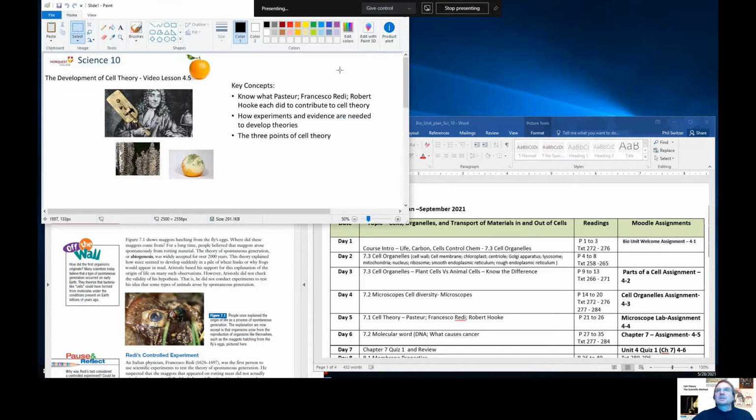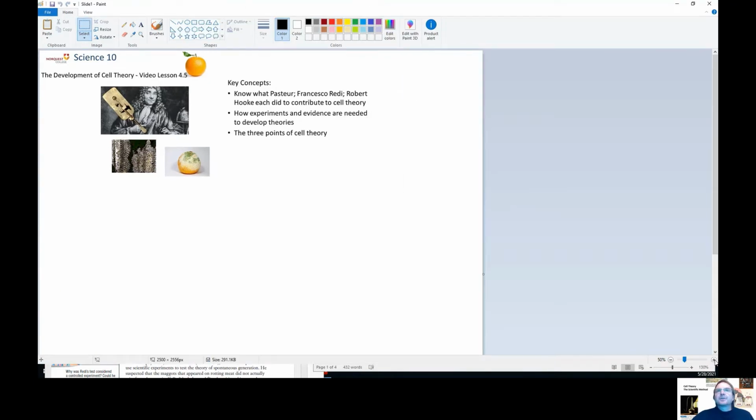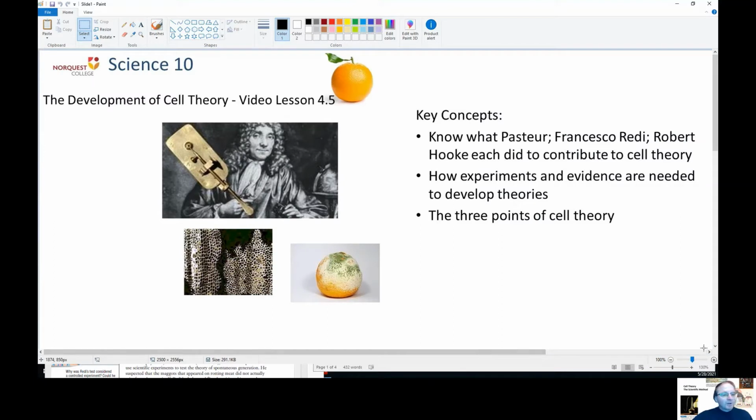But let's begin with the development of cell theory. Ultimately, we all know that this mold right here comes from tiny mold spores. They are invisible, of course. These mold spores are cells, and life comes from life. Mold comes from mold. We know that. In the past, folks didn't.